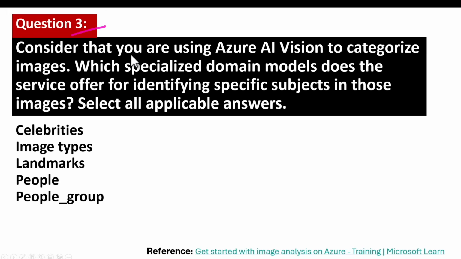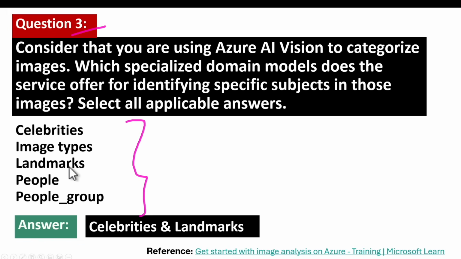Question number 3. Consider that you are using AI Vision to categorize images. Which specialized domain models does the service offer for identifying specific subjects in those images? So here I am looking for two correct answers from the available options. So we have these five options. You need to pick the right two answers. The correct answers are celebrities and landmarks.